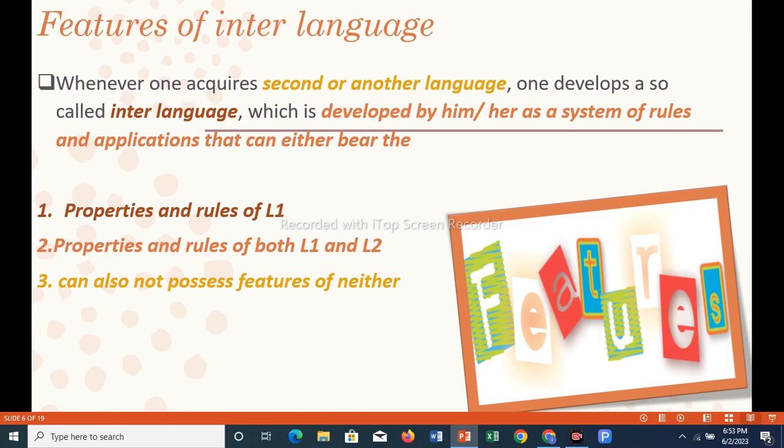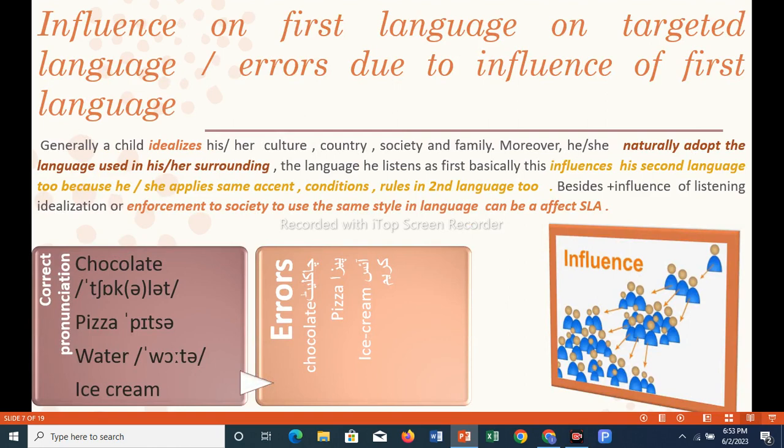So let us move on towards the features of interlanguage. Interlanguage can basically have three features. It can have the properties of the first language, which means that our interlanguage can be influenced by our first language, and the process of learning the target language has an impact from the first language. It has the properties and rules of both L1 and L2, and there can be certain features present in the interlanguage that are neither a feature of L1 nor of L2. So let's have a look at the influence of the first language on the target language.